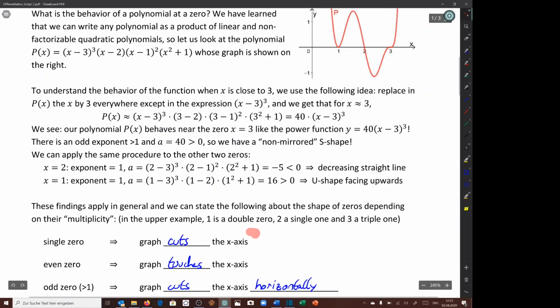So let's write down our findings. If we have a single 0, a simple 0, then the graph just cuts the x-axis. If the multiplicity of the 0 is even, so it's to the power of 2, to the power of 4 or so, then we know the graph touches the x-axis. And if the multiplicity is odd and larger than 1, for example 3, so a triple 0, or 5, 7, so the graph cuts the x-axis horizontally.